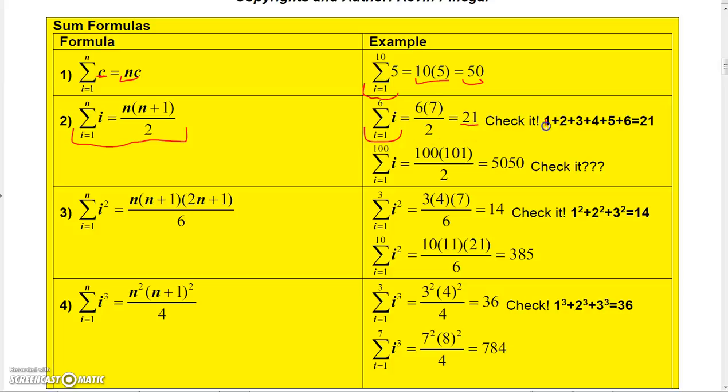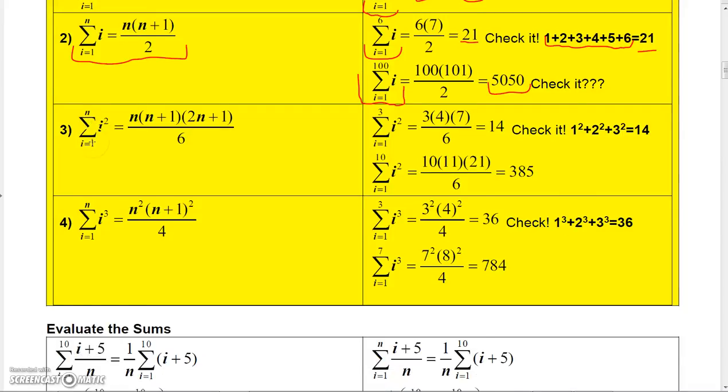Now, you can check this and see that if you add up those first 6 numbers, you're going to get 21. Obviously, if n went to a much larger number, then you would not want to have to check it, so we would rely on the formula. So if n was 100, if we were adding the first 100 counting numbers, then we would get 100 times 101 divided by 2, which is easy to solve with a calculator, 5050. Now, you probably don't want to check that one, but you could.